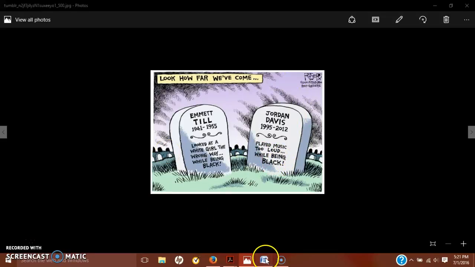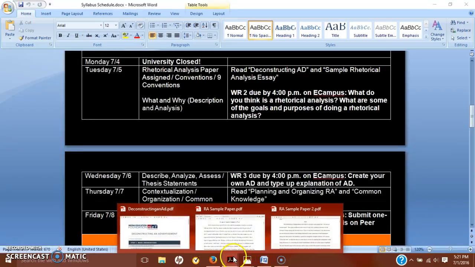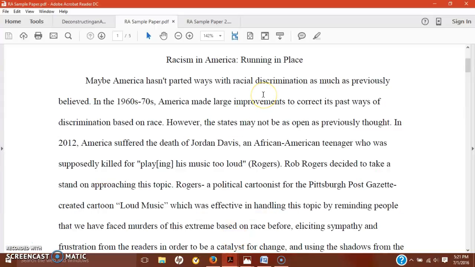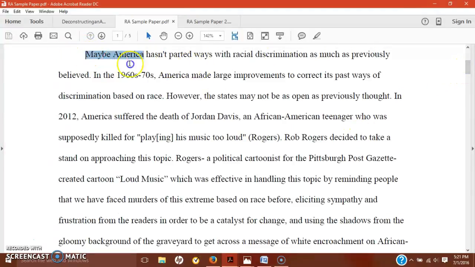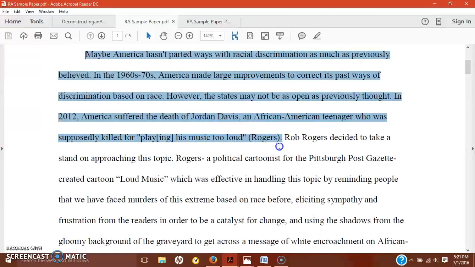Okay, so this student in sample paper 1 is providing a rhetorical analysis of this political cartoon. So she starts with an introductory paragraph that talks a little bit about the race relations, a little bit of the history.